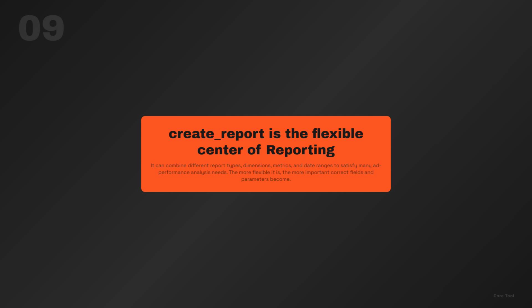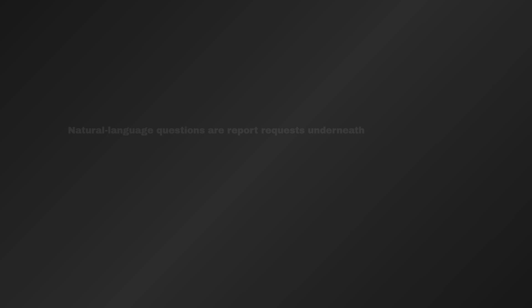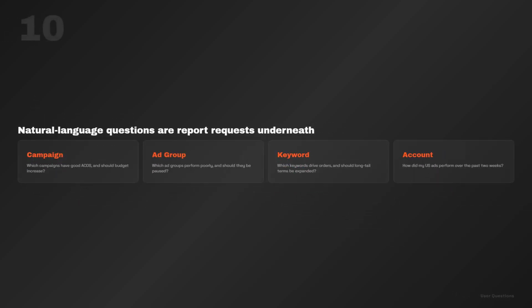In theory, your AI agent can retrieve the advertising reports you want by using the Reporting MCP tools. However, different users may request many different types of reports. Understanding advertising performance across any dimension or level is essentially asking the AI agent to create a report for you. You may want to know which campaigns have good ACoS performance and consider increasing their budget.